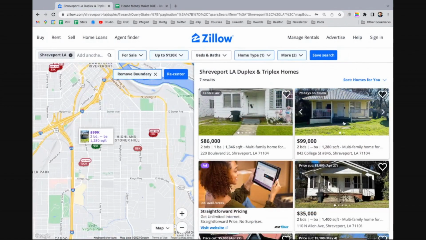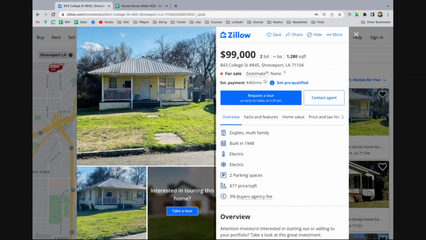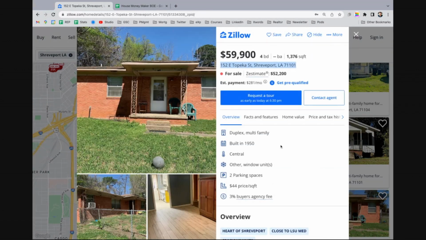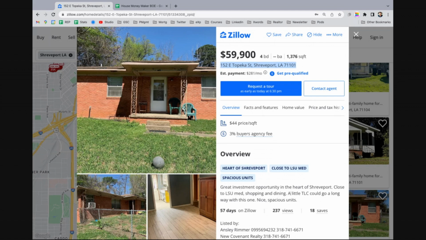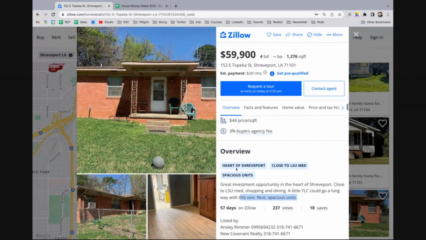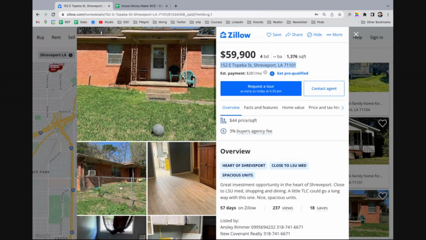But we didn't get to see the condition of this one for 99,000. Oh, there's not many photos. That's why. The 60,000 one we haven't looked at. Duplex, great investment opportunity in the heart of Shreveport, close to LSU Med, shopping and dining. Little TLC could go a long way. Nice spacious units. Okay. I'm going to assume that the reason it's 4 bedrooms is each side's a 2 bedroom, 1 bath. That seems to be the product here. Let's look at the photos here.